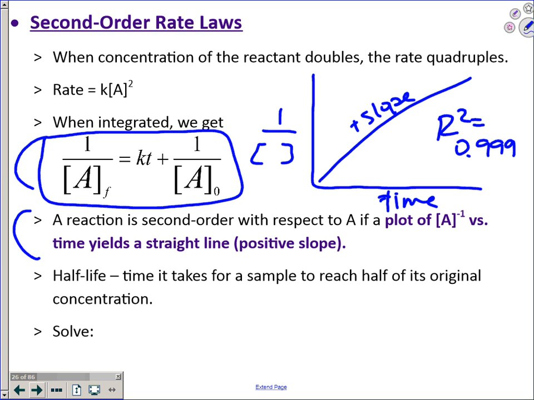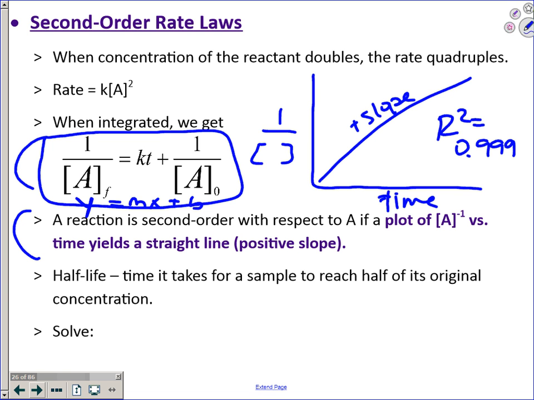So do you guys see this as a linear regression line? So what's y? 1 over A final. What's m? k. What's the x-axis? t, right? And then what's the y-intercept? 1 over A initial. Okay.